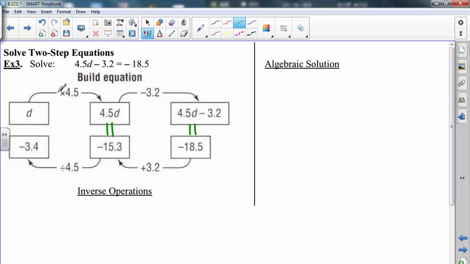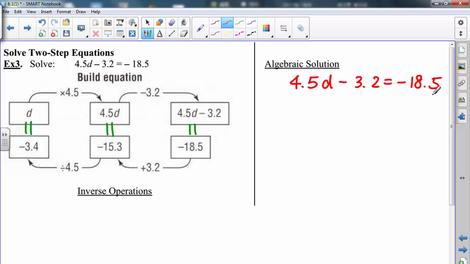Then I look at the above operation. For this step, the above operation is multiplied by 4.5. Its inverse should be divided by 4.5. So I divide this number by 4.5, I will get negative 3.4. So negative 3.4 is the unknown d value. If you can understand how we inverse the orders as well as the operations to find the unknown d, you will have a very good sense to solve this linear equation involving two steps.